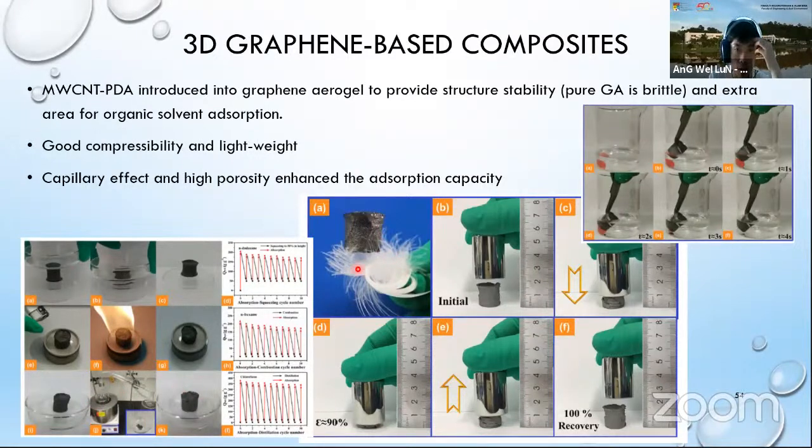And to show how light the aerogel is, you put it on the fur, and it wouldn't even compress the feather. And here shows the squeezing of the aerogel. You squeeze it, and then when you release it, it will return back to the original shape and size. So that's why a lot of people are interested in aerogel, because if you manage to produce a very solid structure, then you can use it for different applications and different regeneration.